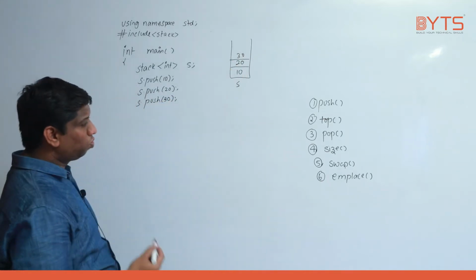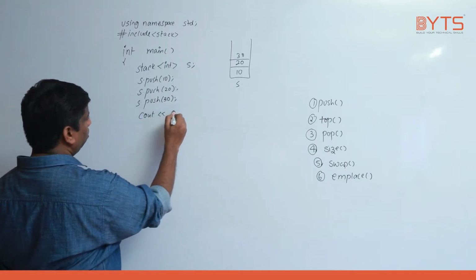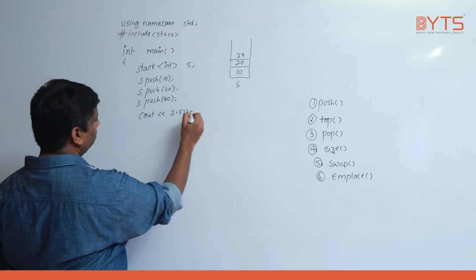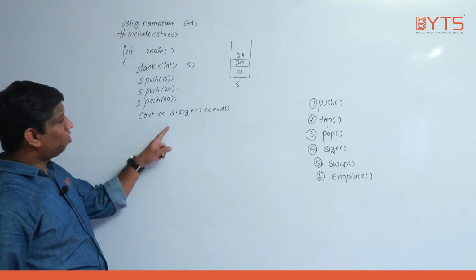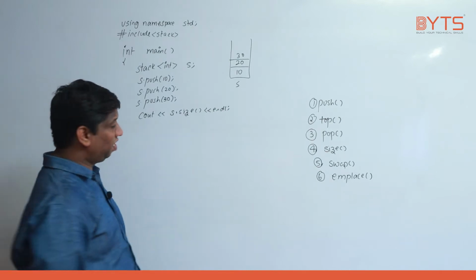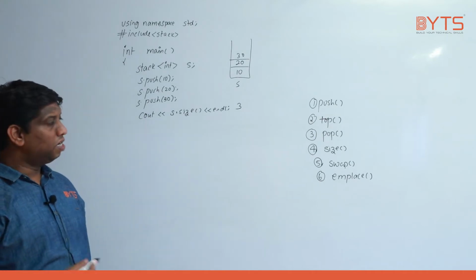Now see what I am writing: cout, s dot size, and endl. Endl means control will come to a new line. So what is the size of the stack? The size of the stack is 3, which means currently we have 3 elements in the stack.